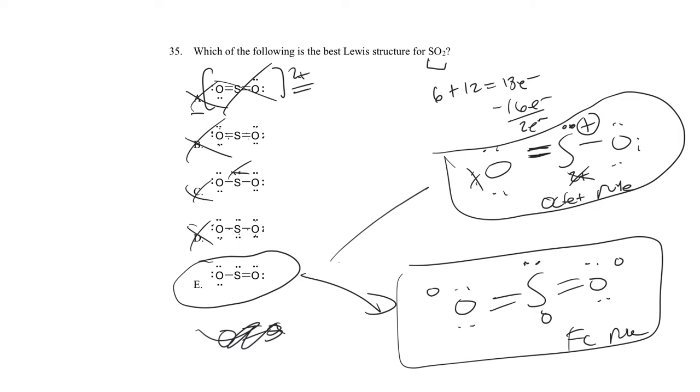Now, if we wanted you to determine which of these 2 is better, well, we don't really know. If we wanted you to really determine the best Lewis structure, we would say just the one that's the octet rule Lewis structure, the other one's the formal charge Lewis structure.